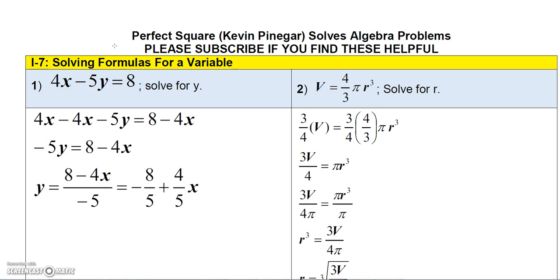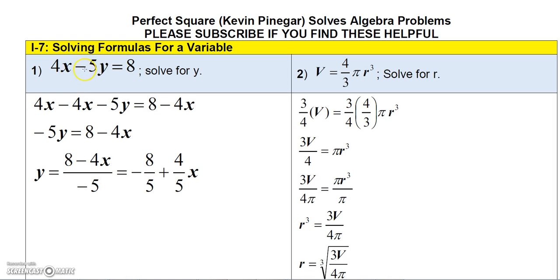In this section, I'll show you how to take a formula and solve it for another variable in the formula. So let's take a look at this. This is a popular equation of a line here, and sometimes we need to solve for either y or x. So we're going to solve this for y. So what I want to do is isolate this 5y.